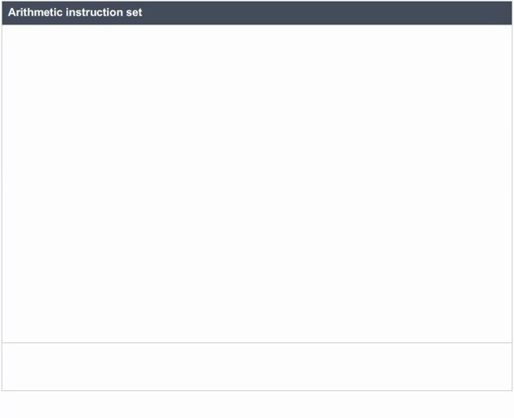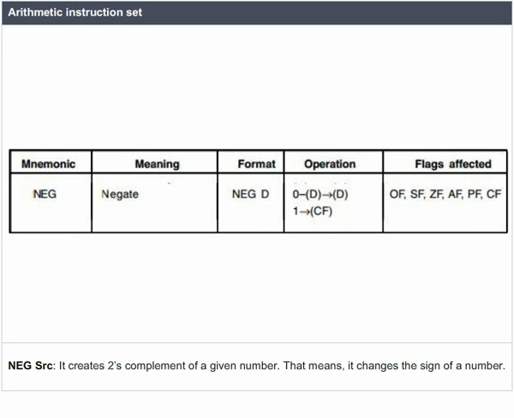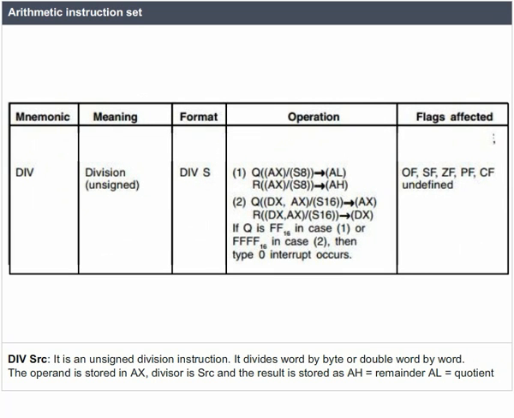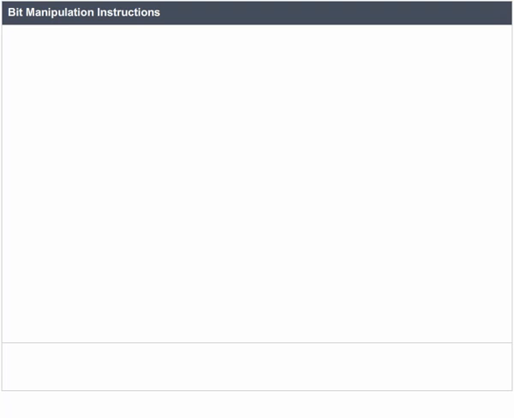Arithmetic instruction set. NEG source. It creates the 2's complement of a given number. That means it changes the sign of a number. DIV source. It is an unsigned division instruction. It divides a word by a byte or a double word by a word. The operand is stored in AX, the divisor is the source, and the result is stored as AH equals remainder, AL equals quotient.